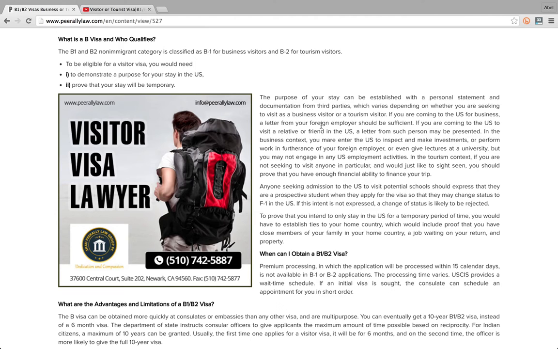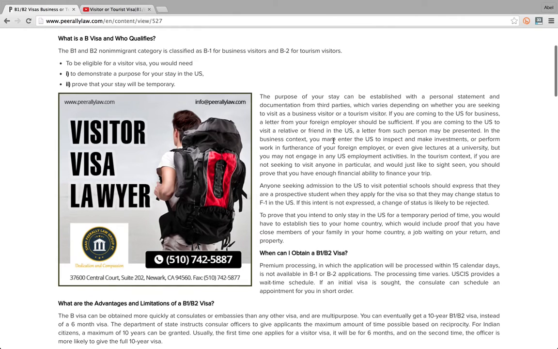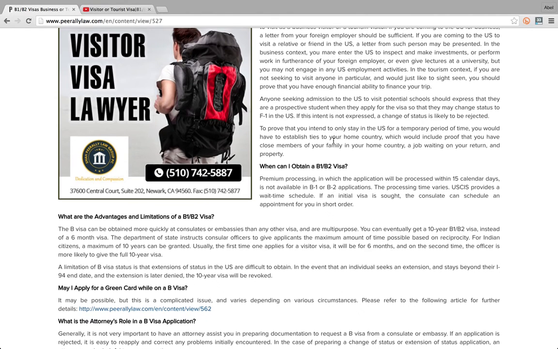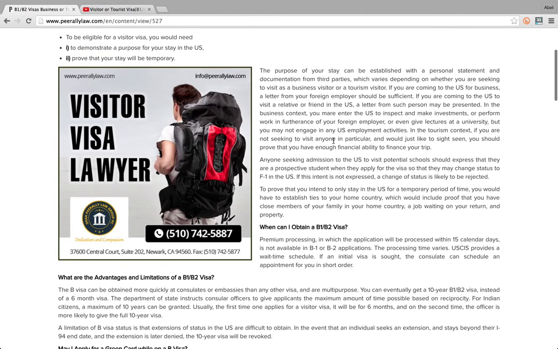They have to show a few things. One very important thing is to show that you have ties to your home country. This is what they are looking for. That means that the immigrant intent is not there. Whenever you file for any non-immigrant visa, especially one which is not dual intent like H1B, there is a presumption that you have an immigrant intent. So you have to negate that immigrant intent.